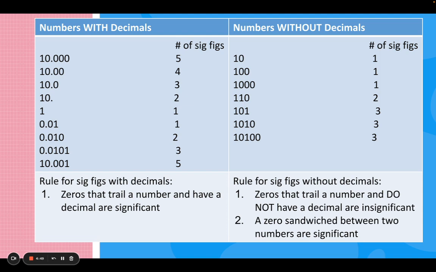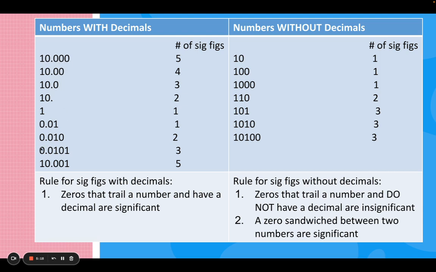On the left side here, we see numbers with decimals, and the rule for if a value has a decimal in it is that any 0 that's trailing a number is significant if there's a decimal there. So all these values over here have decimals except for that one right in the middle. But with our first value, 10.000, that has 5 sig figs because all 4 of those zeros are trailing the 1, and then there's a decimal somewhere in that number.